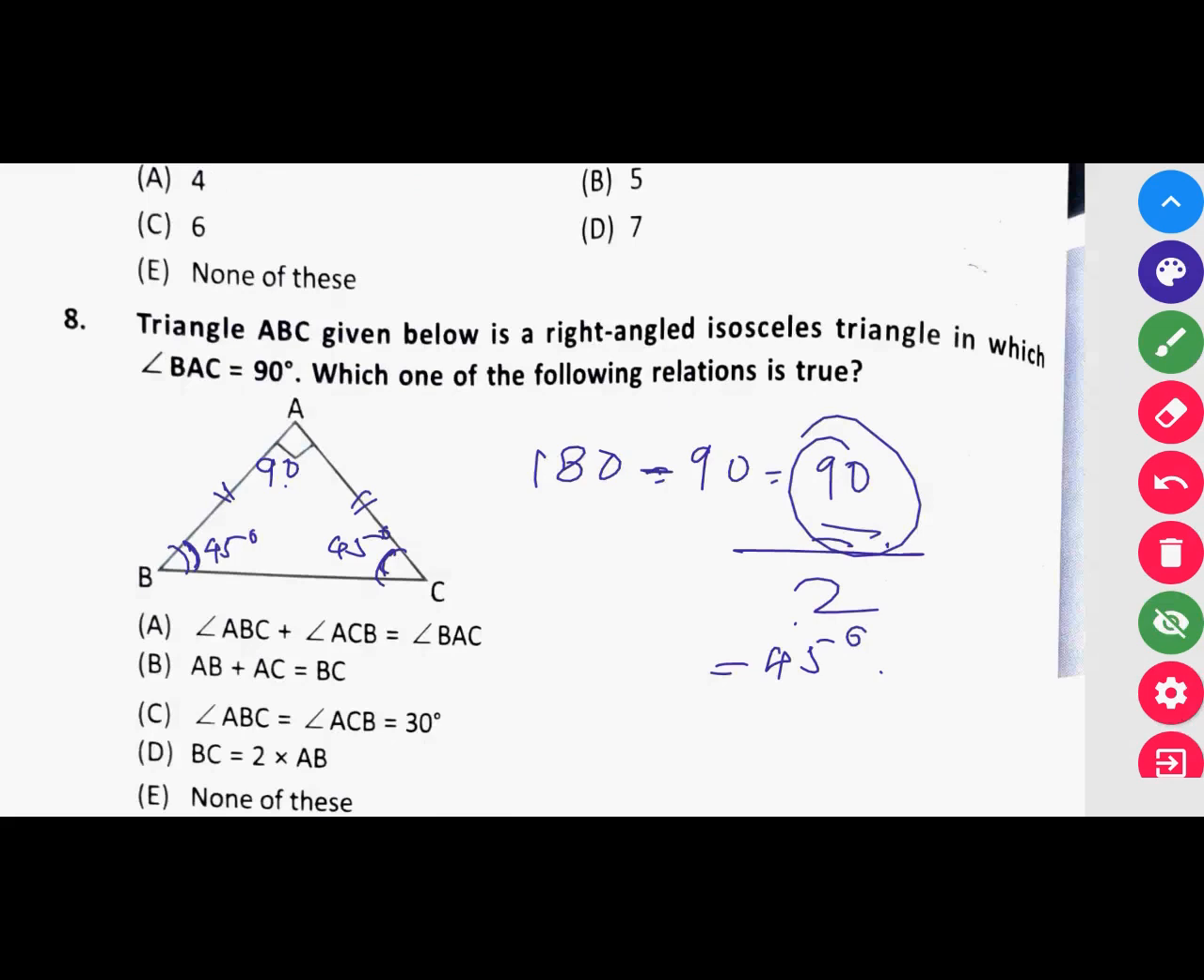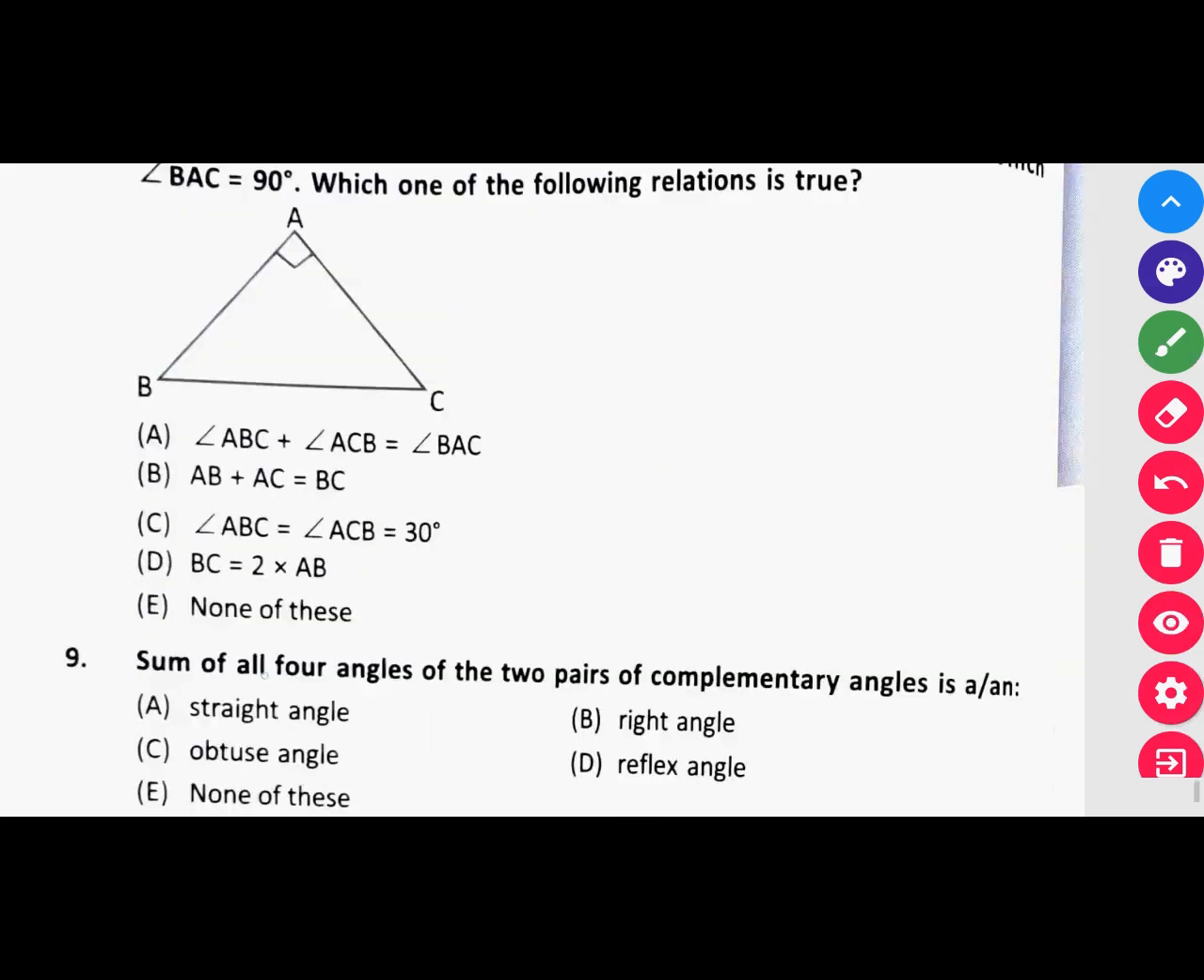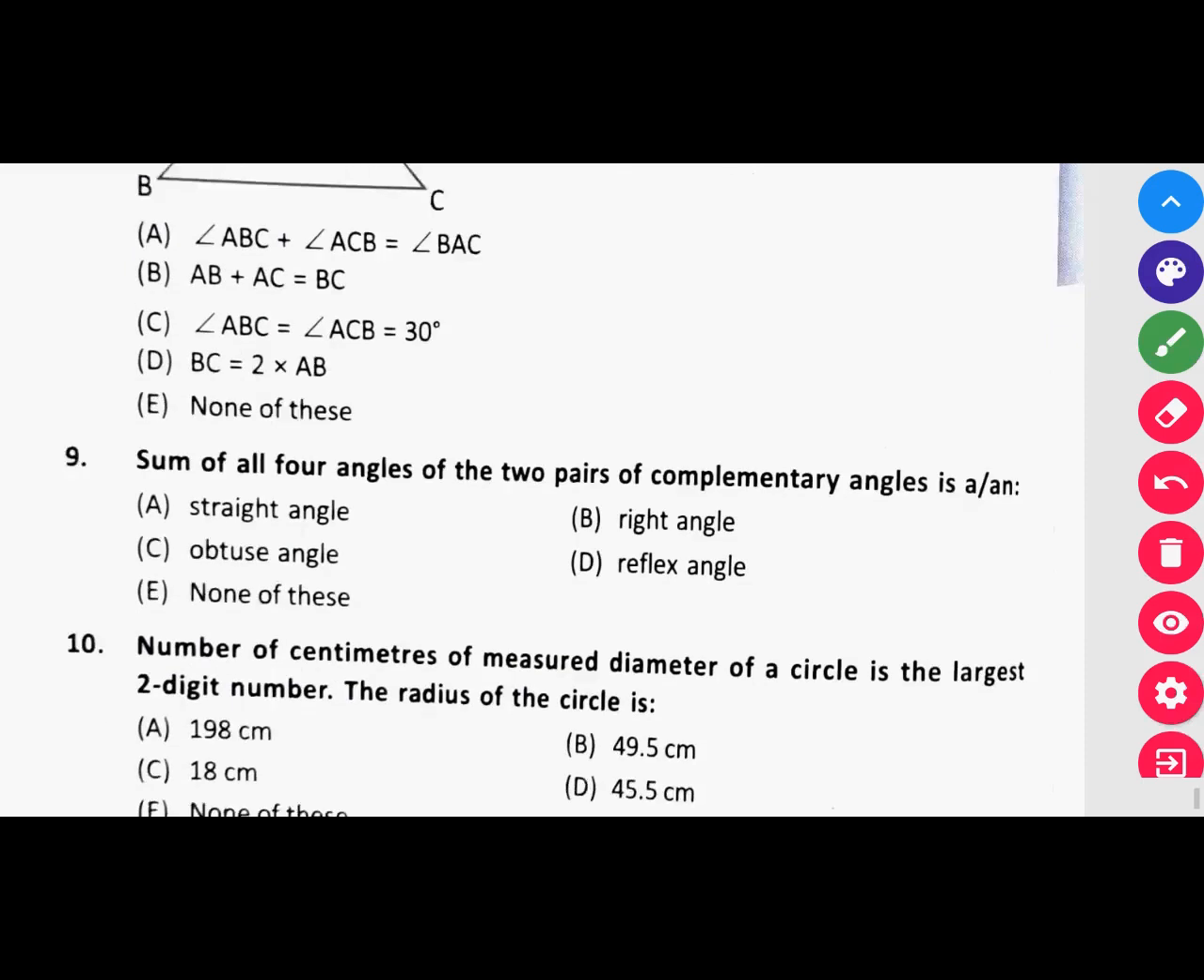Now we'll go through the answers. Angle ABC plus angle ACB is equal to angle BAC. Yes, it is correct. And we have to find the true relation. So our answer is answer A. Don't go to any other answer, because it is a true relation, and there is no such option as all of these. So our answer is answer A only. We are not considering the rest of the answers.